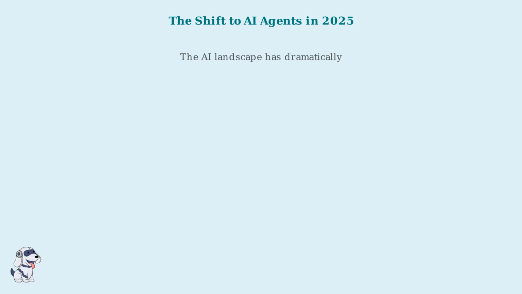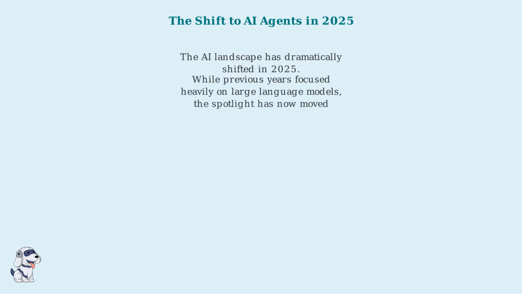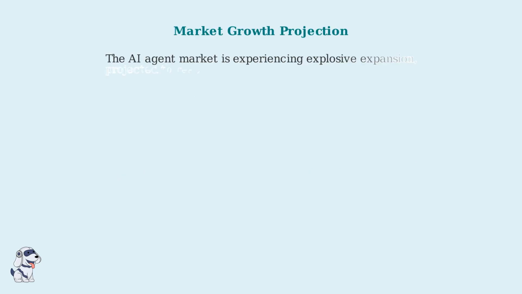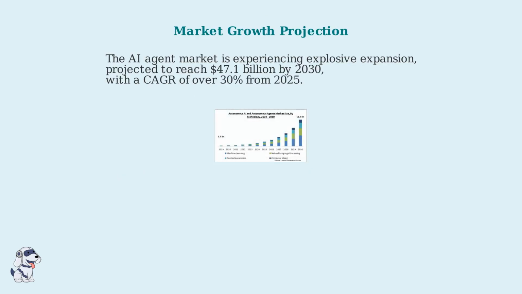The AI landscape has dramatically shifted in 2025. While previous years focused heavily on large language models, the spotlight has now moved to AI agents, with every major tech company and hundreds of startups actively experimenting with agent technologies. The numbers tell an incredible story of growth. The AI agent market is experiencing explosive expansion, projected to reach $47.1 billion by 2030, with a compound annual growth rate of over 30% from 2025.